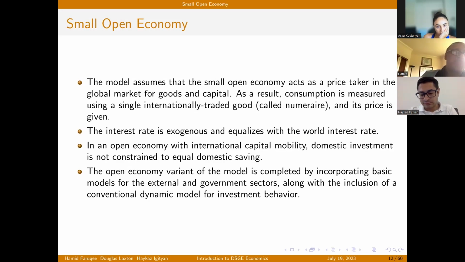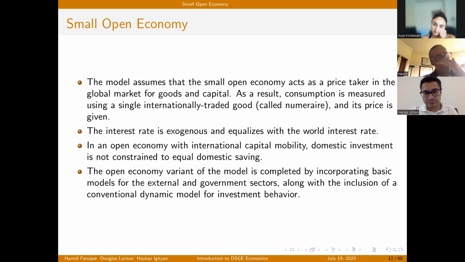Okay, so as far as the small open economy case, just to help close the model, we're going to assume that the small open economy acts as a price taker. There'll be a single good in the model, and we'll use that as the numeraire. We'll express everything in real terms in terms of that single internationally traded good.